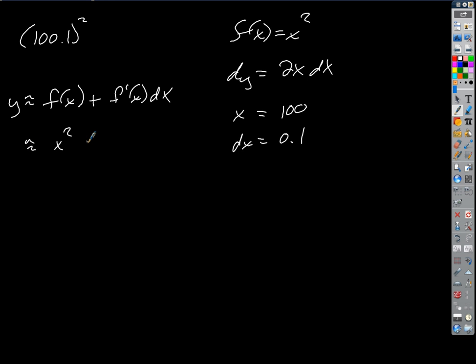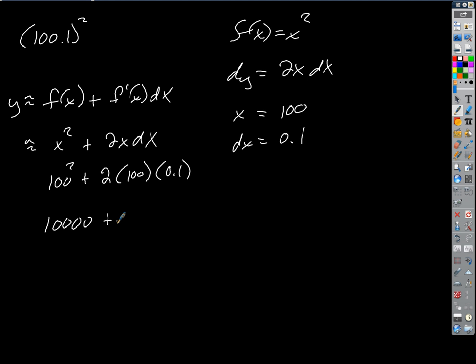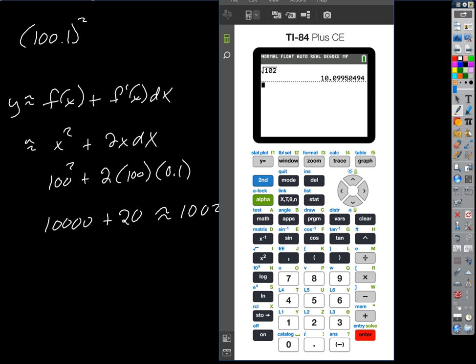So we get x squared plus 2x dx, right? And so we're going to get 100 squared plus 2 times 100 times 0.1. Okay, we can do that. That's a 1 and 4 zeros plus 200 times, well, what's 100 times 0.1? 10 times 2 is 20. 10,000, 10,020. See how we did? It's 10,020, like 0.01.